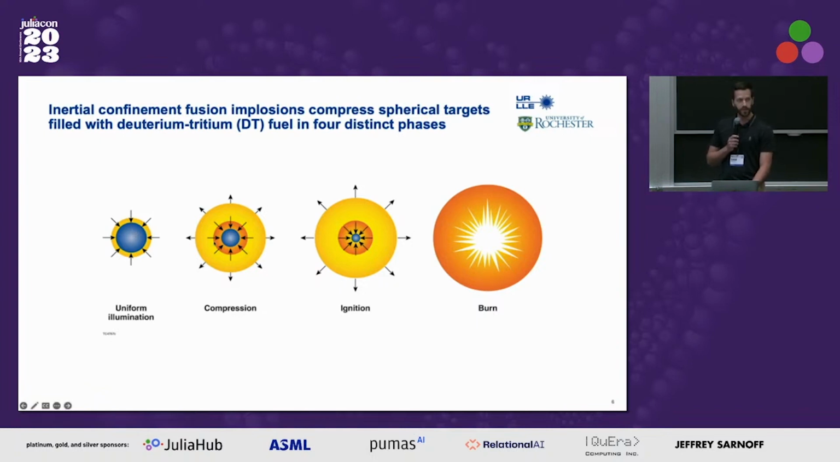The next stage would be compression. Here you have the shell continuing to move inwards, and you have a corona that starts to form on the outside. This is a plasma now. Then we have ignition, where the center of the target gets hot enough and dense enough to actually create fusion. And then once that ignites, we burn, and we release all sorts of energy.